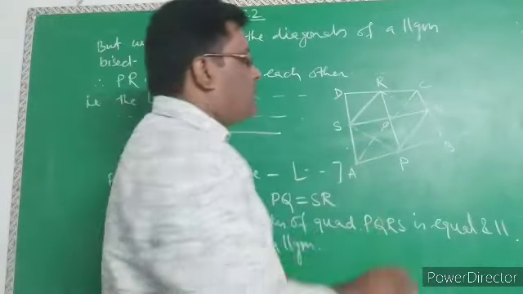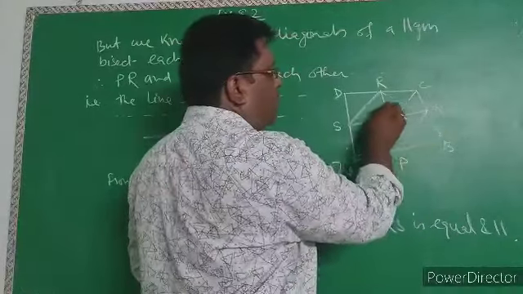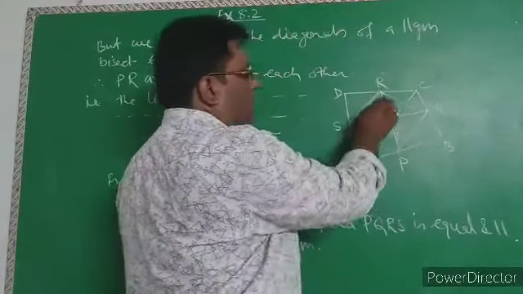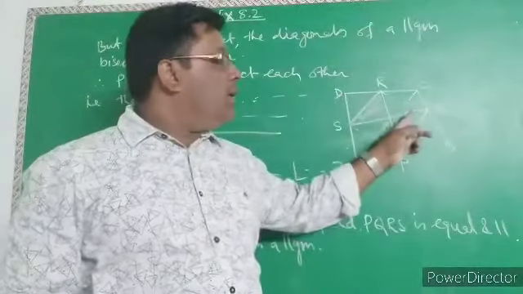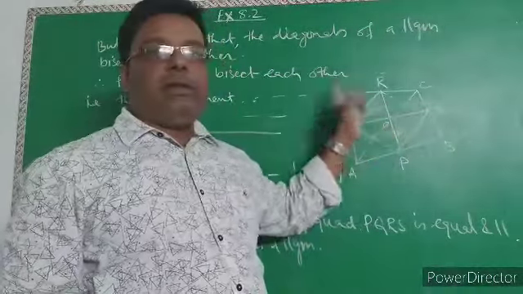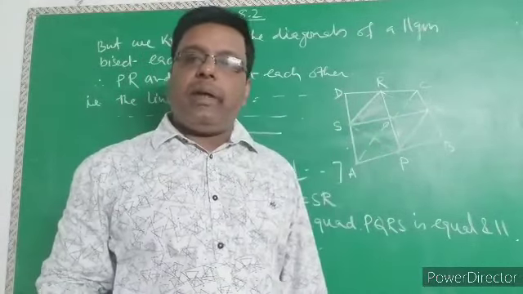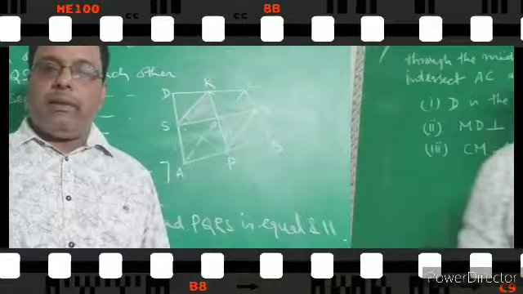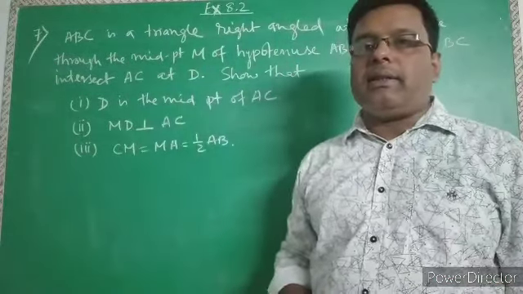So taking these two triangles, suppose PQO and these two, if you can show that they are congruent to each other, then this is equal to this and this is equal to this. That will show you can prove it, but no need. Okay. Now this is the last question of this exercise.